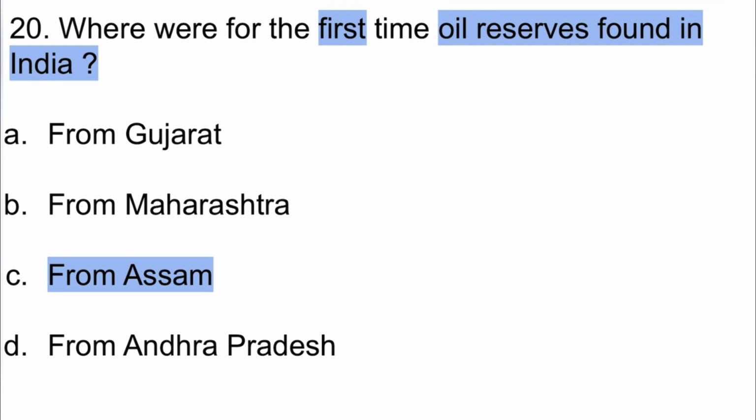20th, where were for the first time oil reserves found in India? Oil reserves were found for the first time in Assam, so option C is the correct one.